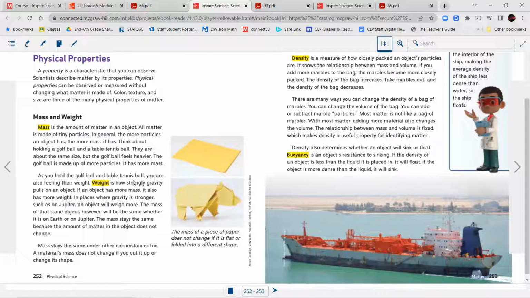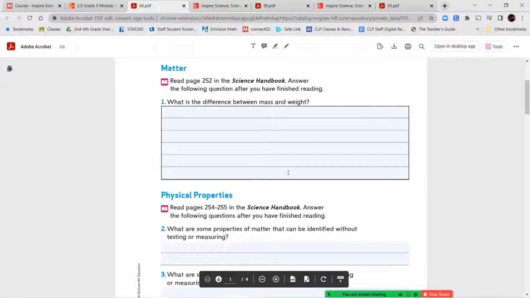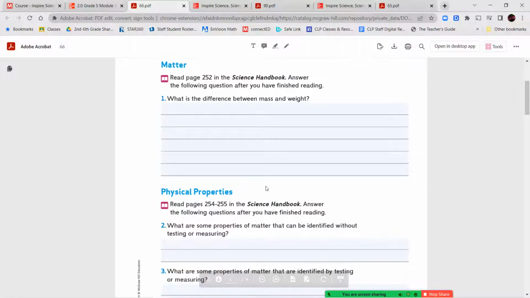So here you can see in the picture example, the mass of a piece of paper does not change if it's flat or folded into different shapes. All right, now that we've gone through that, you can write a nice detailed explanation of the difference between mass and weight and use examples, please, because they do give you plenty of lines to do that. Make sure you're using your best handwriting and complete sentences.